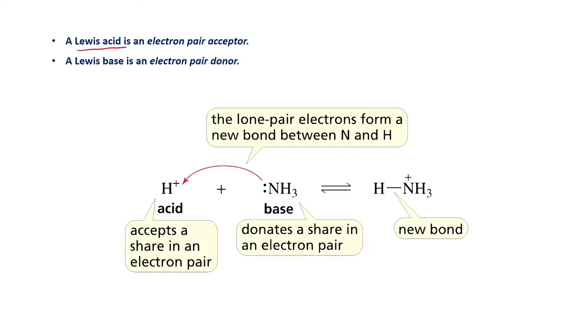So Lewis acids are the species which can accept an electron pair, and Lewis bases are the species which can donate an electron pair. Let's take this example. This proton is electron deficient, so it can accept an electron pair, and this ammonia has a lone pair of electrons, so it can donate its electron pair. So this ammonia acts as a Lewis base and this proton acts as a Lewis acid. So when they react, a new bond formation occurs.